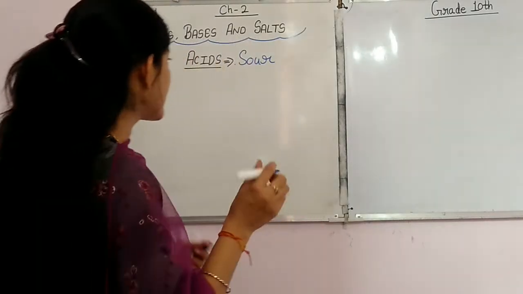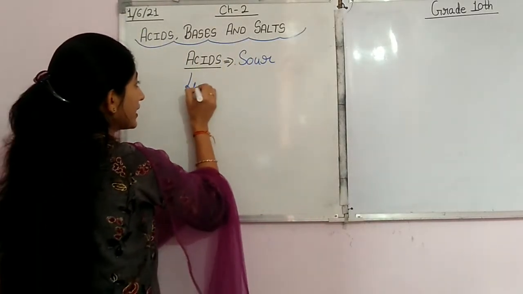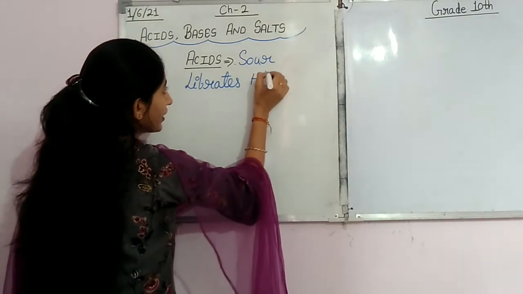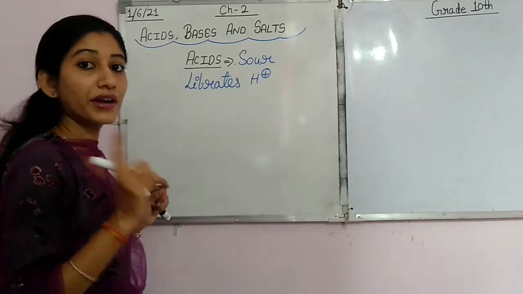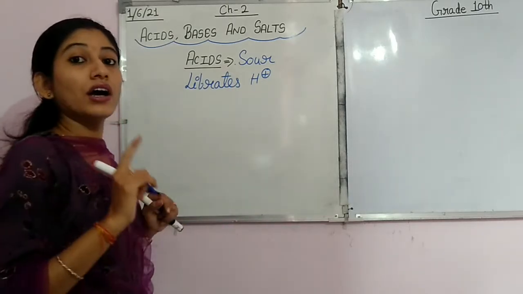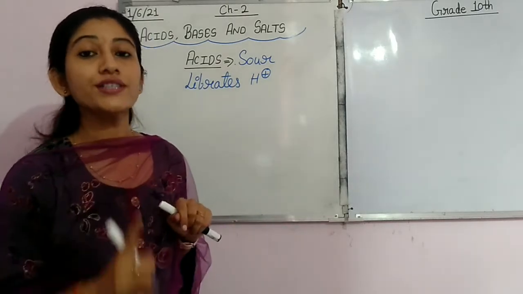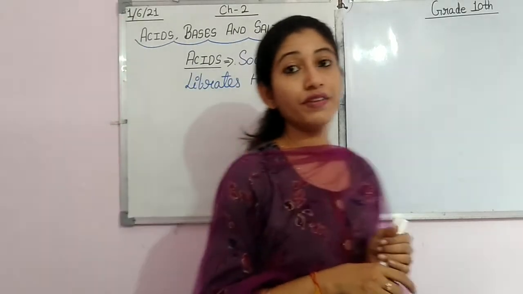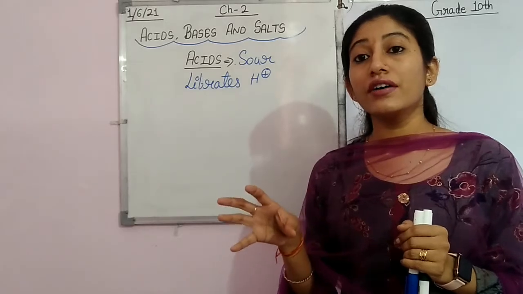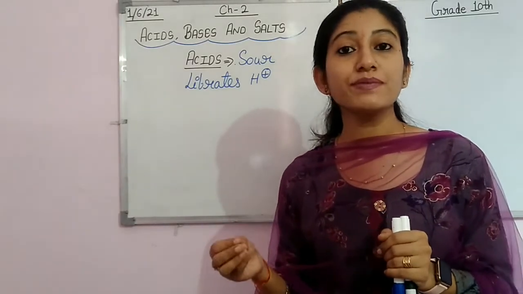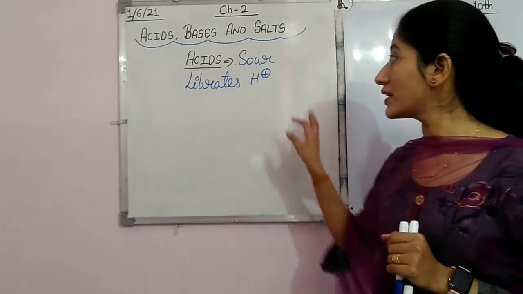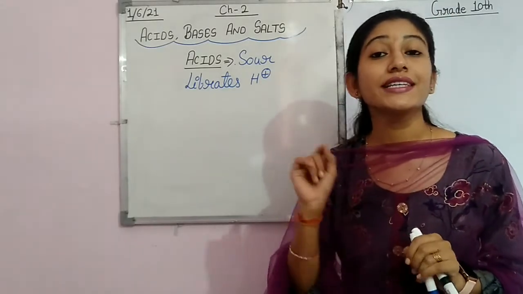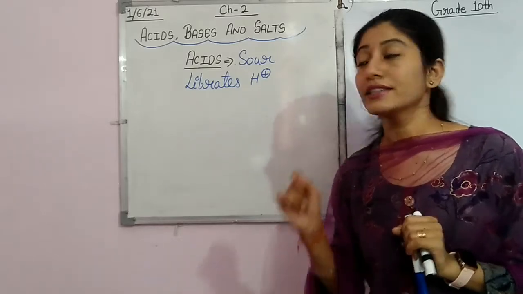What I said, the substance that liberates H positive ions. The substance that liberates H positive ion on dissolving in aqueous solution are called acids. Means whenever we dissolve any substance in aqueous solution and that substance is liberating H positive ion, then we can say that this particular substance is an acid.